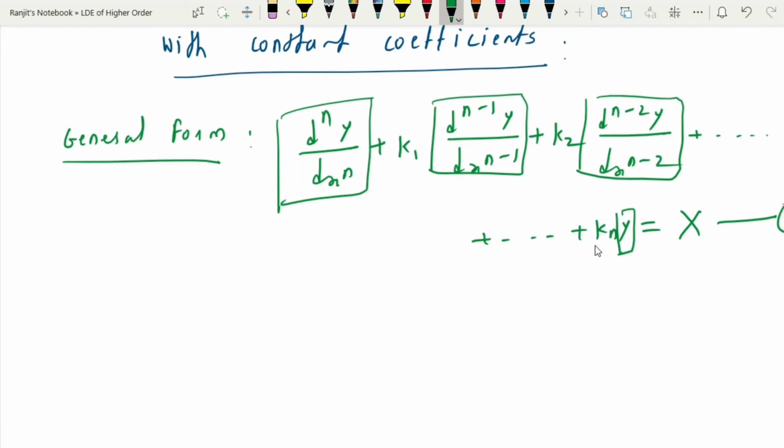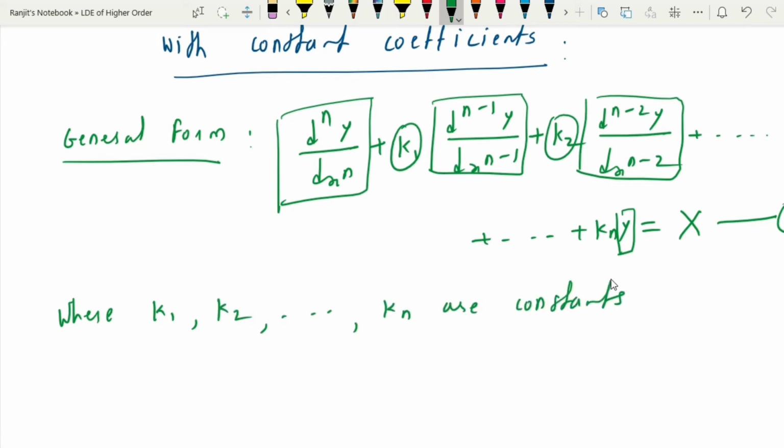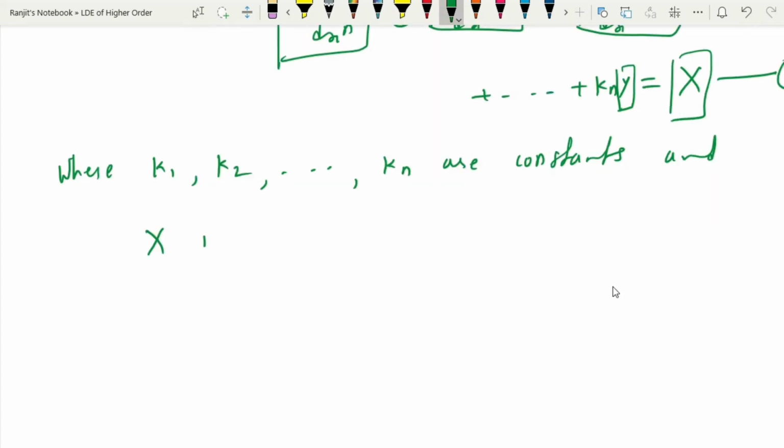Now here the dependent variable y and all its derivatives occur in the first degree and are not multiplied with each other. Therefore it is a linear differential equation. Here k1, k2 up to kn are constants and the right hand side capital X is either a constant or a function of x only.